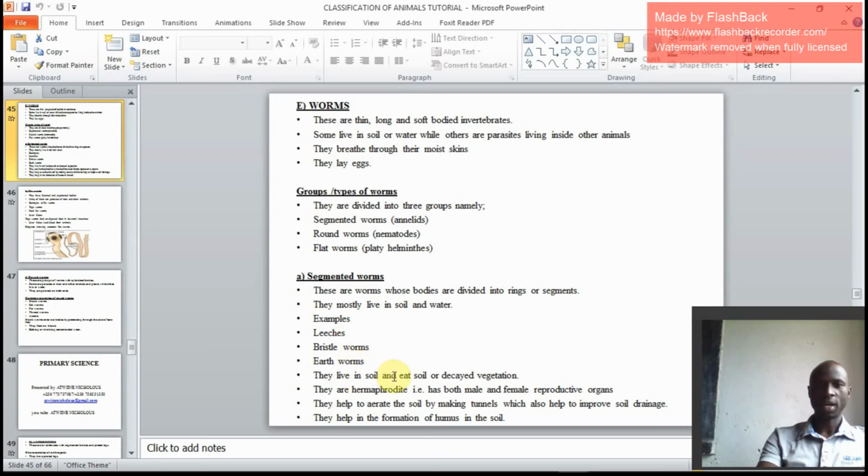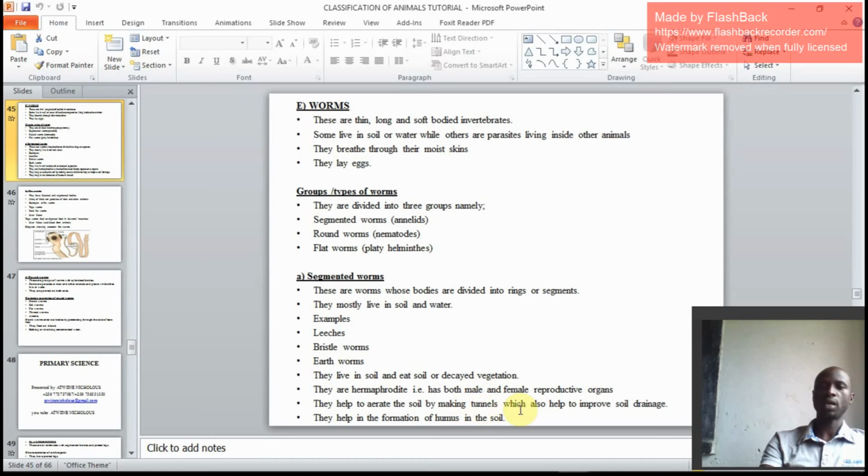They live in soil and eat soil or decayed vegetation. You need to know the role of earthworms. Earthworms aid in the decomposition of organic matter. All those segmented worms are hermaphrodites, meaning they have both male and female reproductive organs on one animal. They help to aerate soil. Master the spelling of the word aerate. They do so by making tunnels.